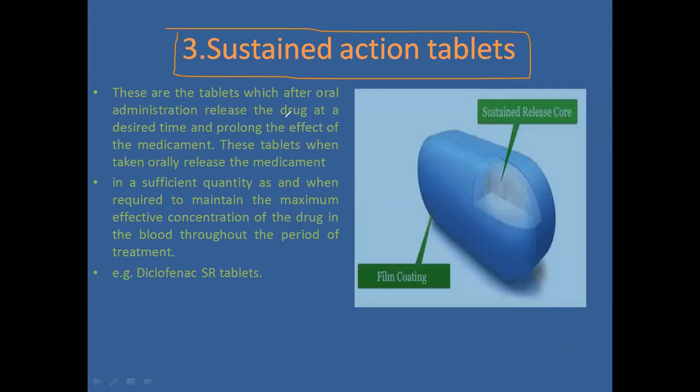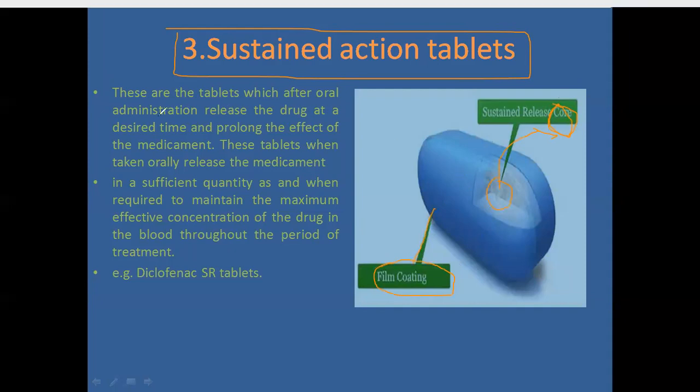Now before going and seeing in detail the sustained action tablets, first try to understand. We have something which is present inside, and that is called the core. And at the outer edge you will have a film coating which is made up of a suitable polymer.